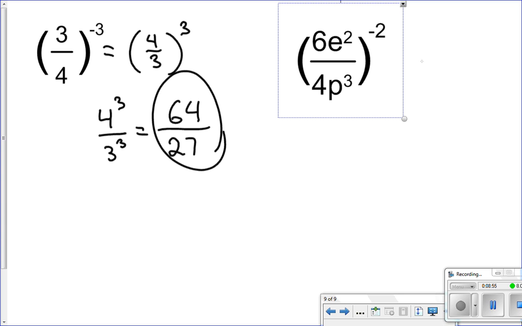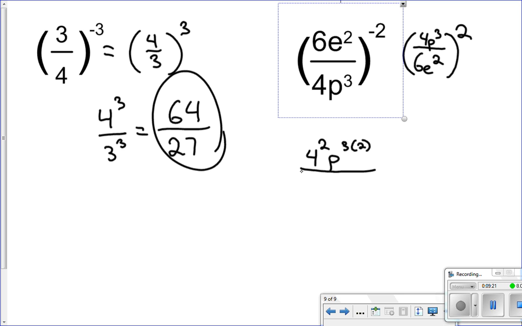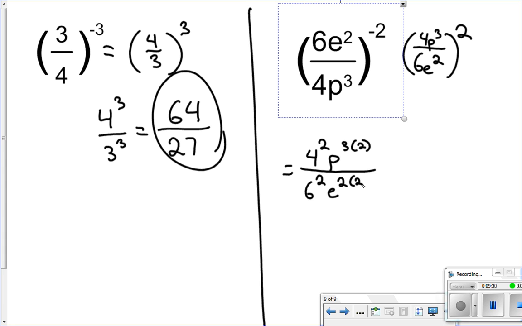This one, I'm going to get 4p cubed over 6e squared raised to the second power, and then distribute the 2 to both the numerator and denominator, and I'm going to get 4 squared p cubed times 2 over 6 squared e squared times 2, and that comes out to 16p to the 6th over 36e to the 4th.